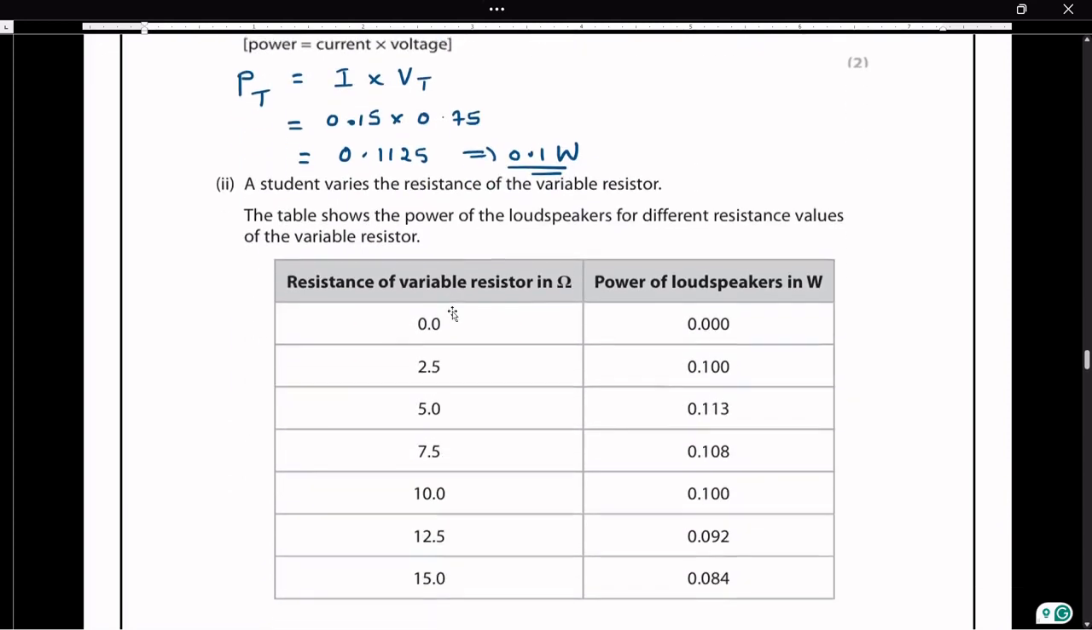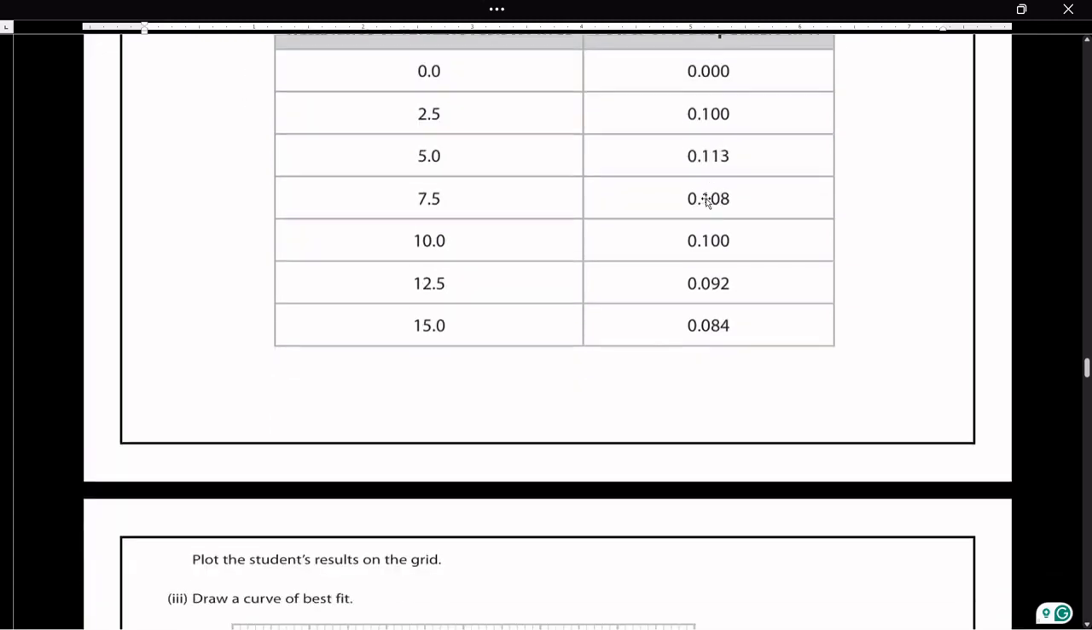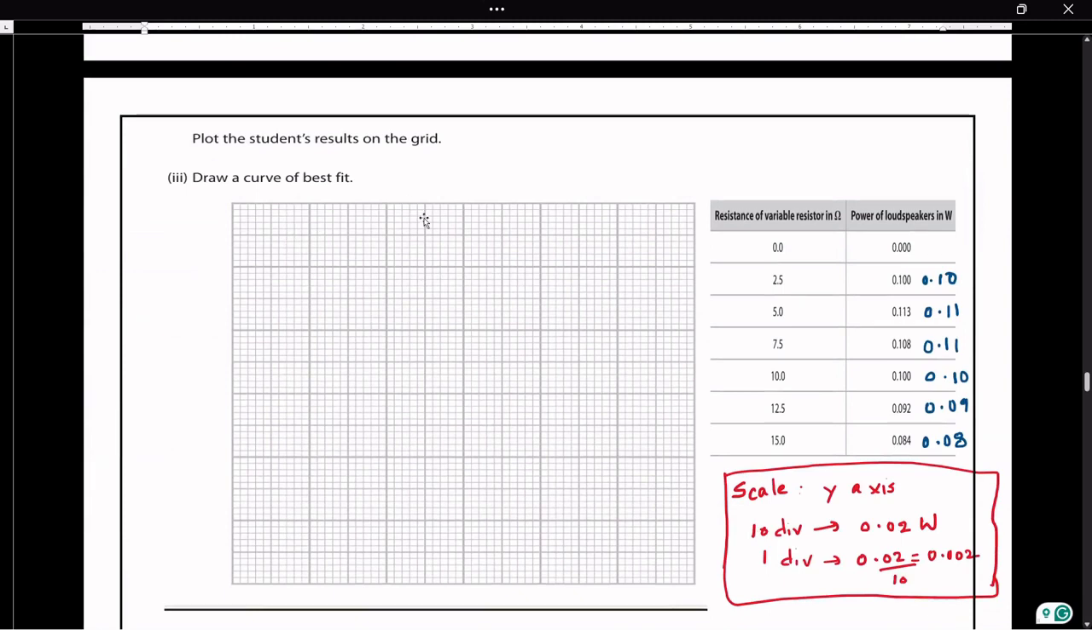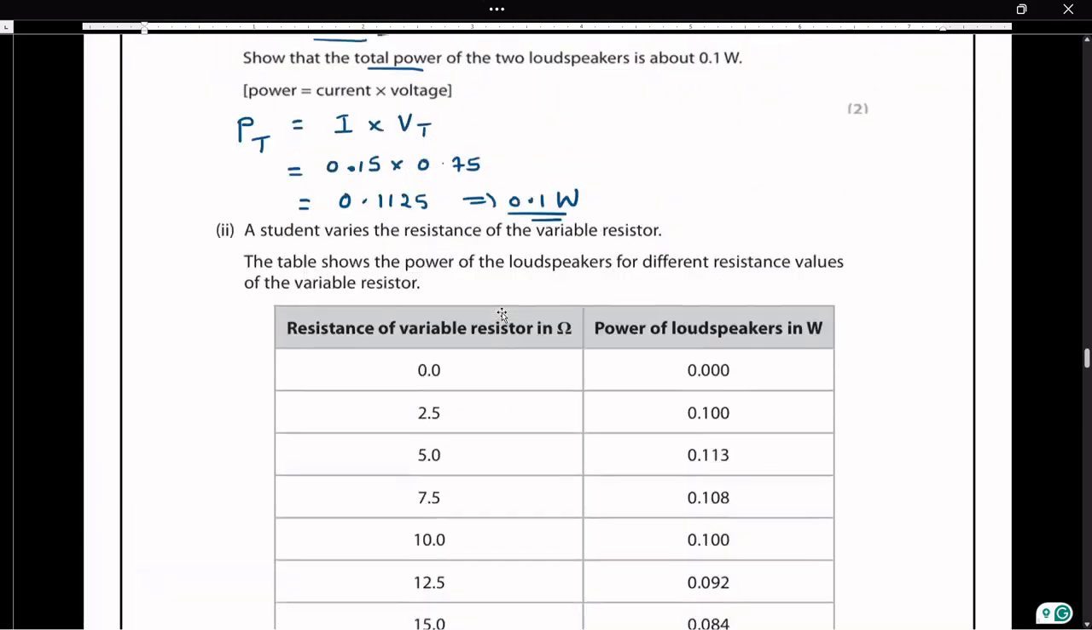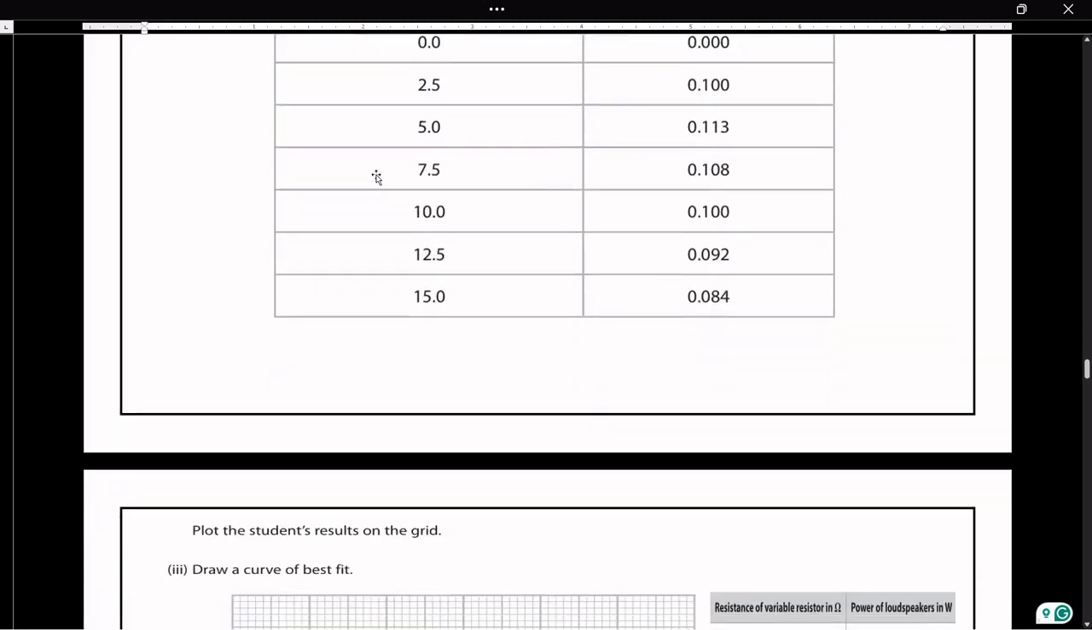The next one is a set of data provided. Again, it's a graph, set of values of resistance and the corresponding power calculated. Plot the graph and draw the line of best fit. Mark the points. And here, it's not specifically telling which is the x-axis or which is the y-axis. So it's our choice.